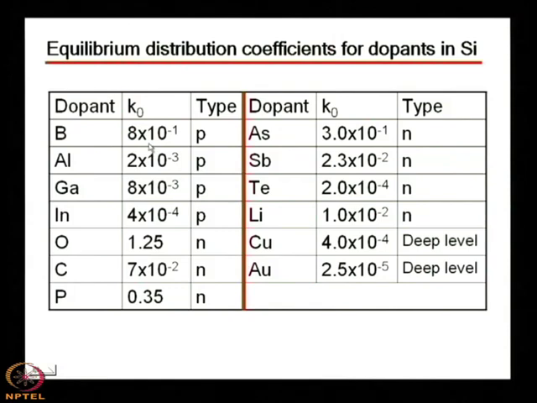Okay? So, that means if K 0 is less than 1, C s must be less than C L, because K 0 is nothing but the ratio of C s to C L. And there are other two dopants, you see, copper and gold. You can dope silicon with copper and gold, but you will find that they will give rise to deep level. What is deep level? Can you say what is deep level?